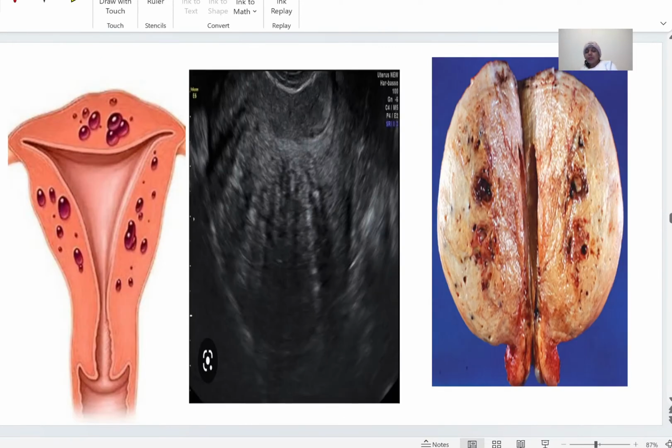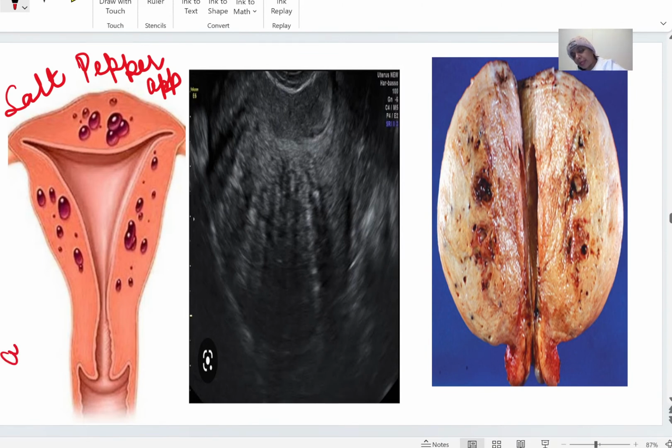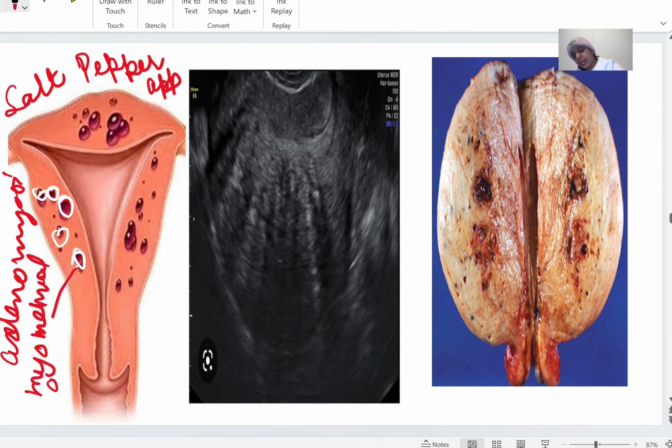Very good. What is this image showing? First image showing salt and pepper appearance of adenomyosis. Okay. What are these peppers? Myometrial cyst. These are myometrial cysts, or endometrium in the myometrium.